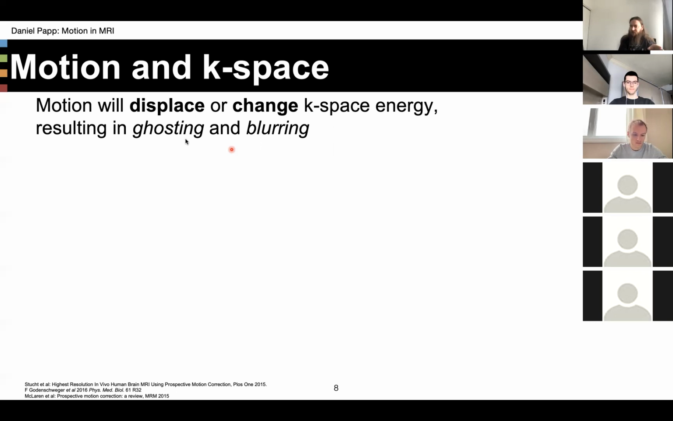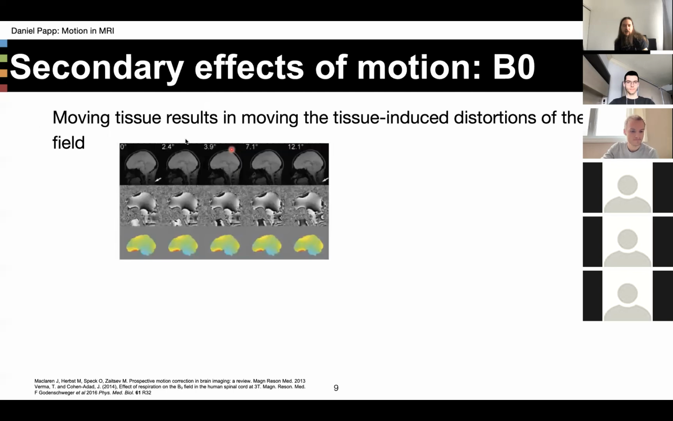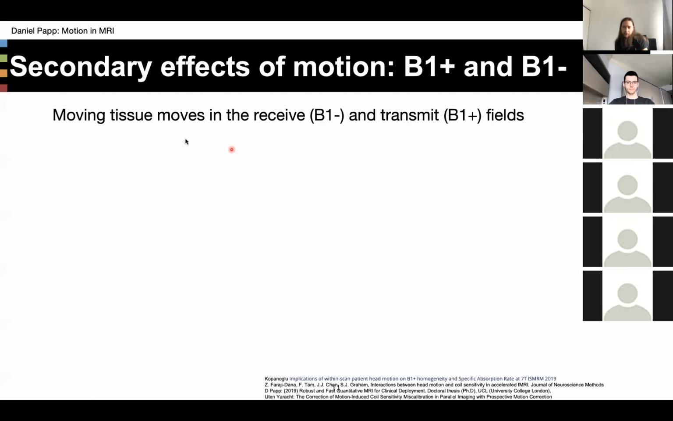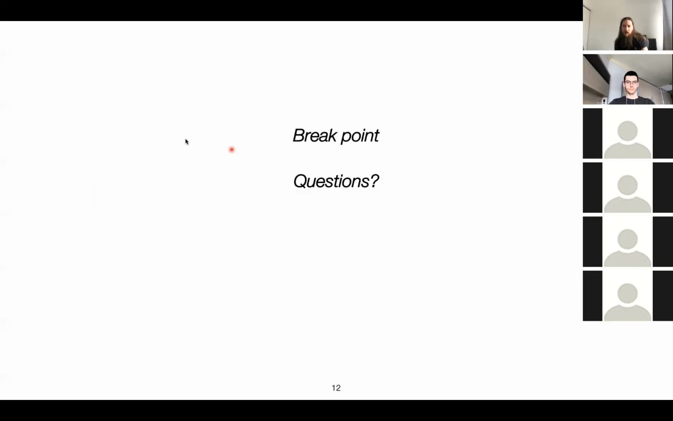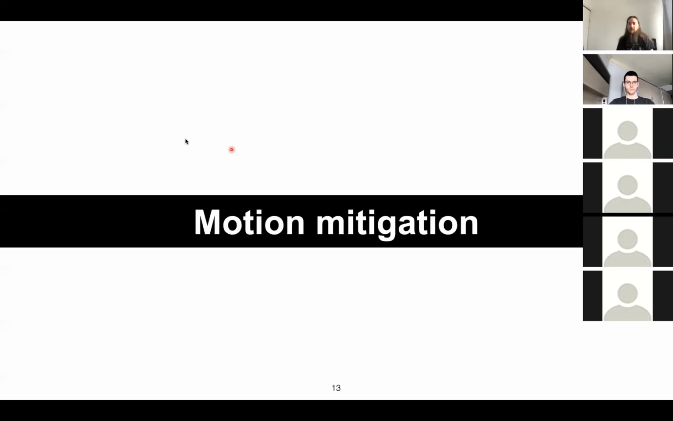Any more questions? No, then I'll move on to mitigating it. So, okay, motion will have an impact. Now, what can we do to make this impact less?